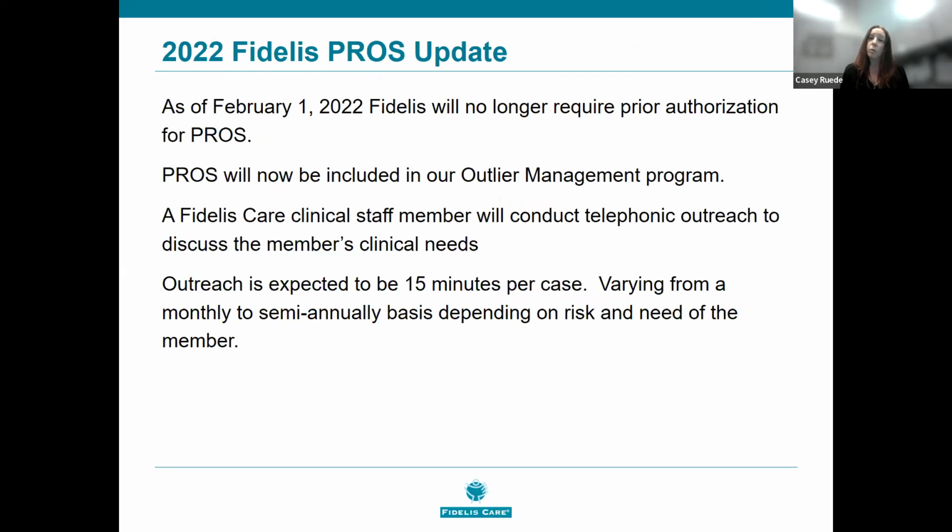Okay, so some updates for 2022. For our PROS providers, as of February 1st, we no longer require prior authorizations for PROS services. So this will now be included in our outlier management program. What that means is that a Fidelis Care clinical staff member will conduct a phone outreach, and they'll just discuss basic clinical needs. The phone call will take about 15 minutes per case, and it varies depending on the necessity of that patient's needs and the risk being needed. It could be monthly to semi-annually. But that is what we're moving towards as of February 1st of 2022.